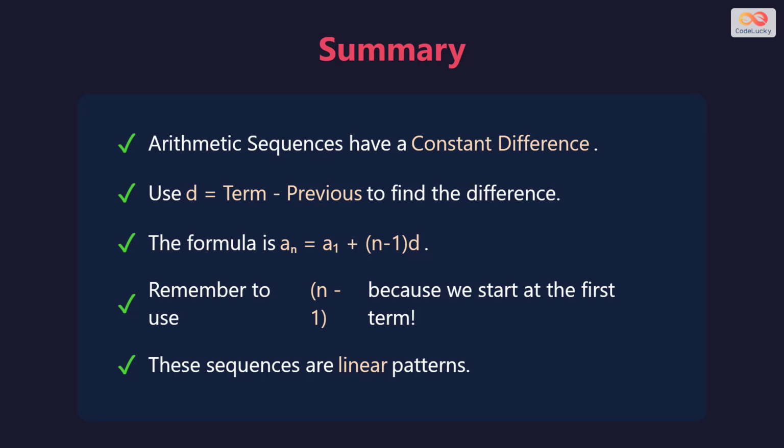To wrap up, remember that arithmetic sequences are all about that constant difference. Use the formula, a1 plus n minus 1 times d, to find any term. Don't forget the n minus 1, and keep in mind that these patterns are linear.